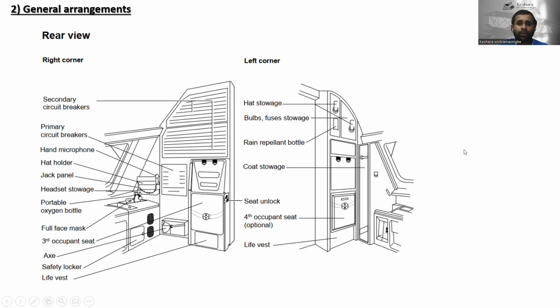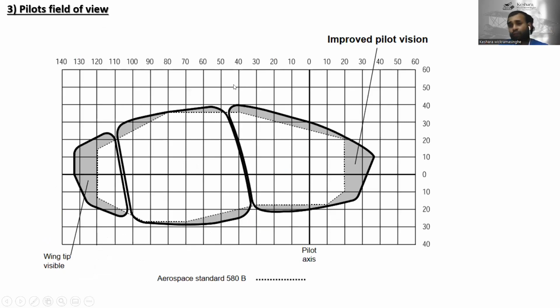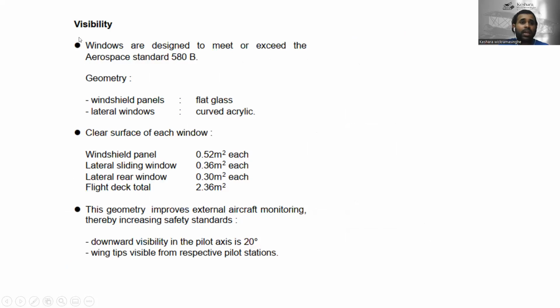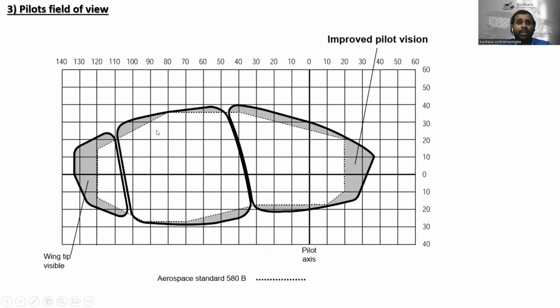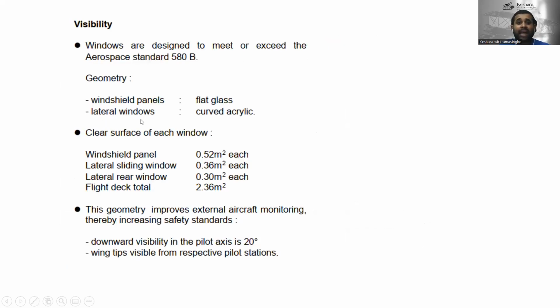Here is the pilot field of view. This is the windscreen, and this is the area of the pilot's field of view. This is for improved pilot vision. The visibility windows are designed to meet or exceed aerospace standard 580, which is a standard rule. On the geometry, the windshield panels are flat glass, and the lateral windows are curved acrylic glass.